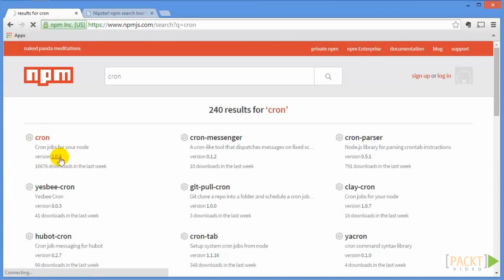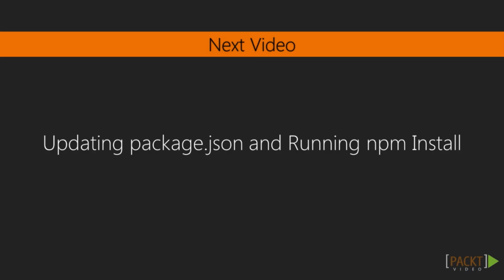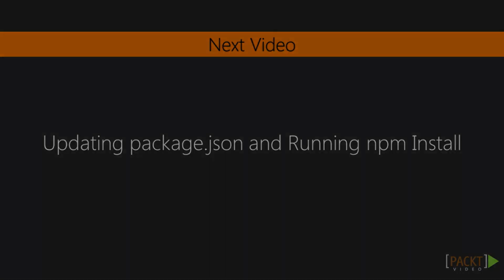That's the current version. So as before, when you're looking at a front-end module, you want to see that it's actively maintained and how popular it is, and you want to spend a little bit of time making sure you get a high-quality module that you're including in your app. And in the next video, we will talk about the npm cron module.